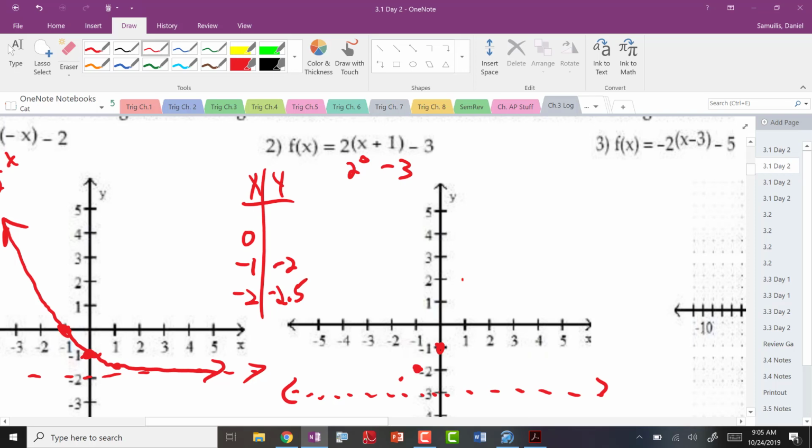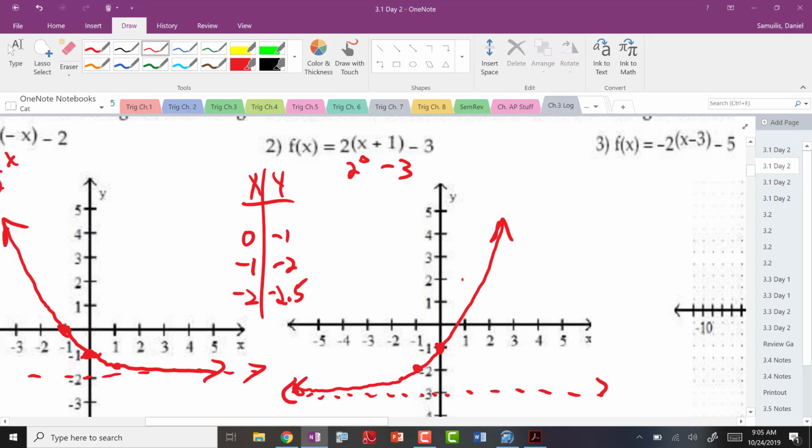As I plug in -3, -4, -5, this is going to become -2.8, -2.9, -2.999. Then 2 to the first is 2. 2 minus 3 is -1. So there's that 0, -1 that I proved. So the parent function was shifted left 1 and down 3, and that's where the new asymptote is.